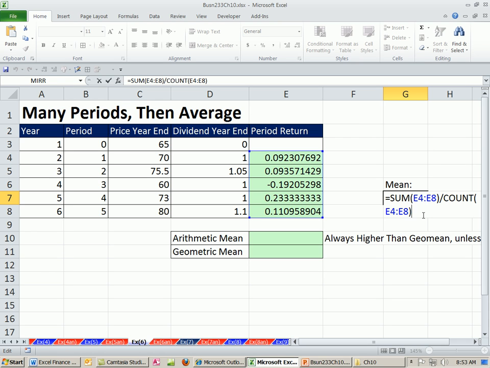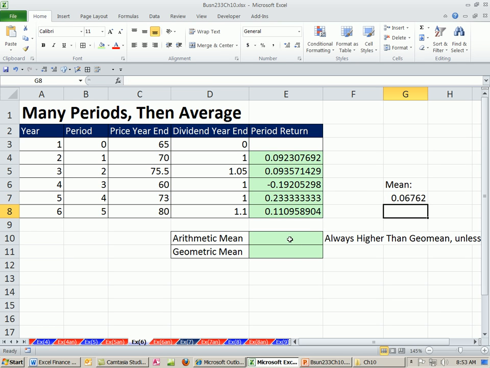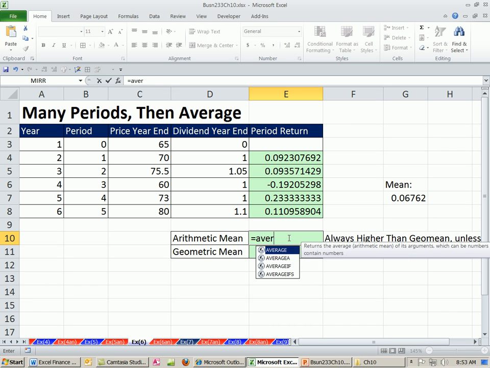There's an average function we're going to use. And actually, we're going to use average going forward in the next few chapters quite a lot. So we simply use the average.